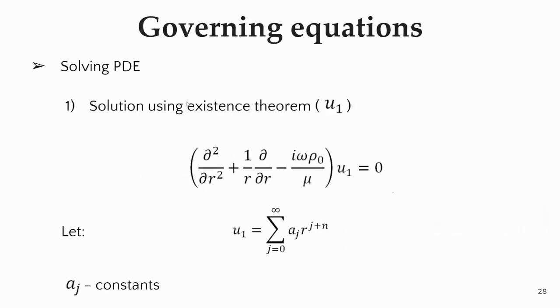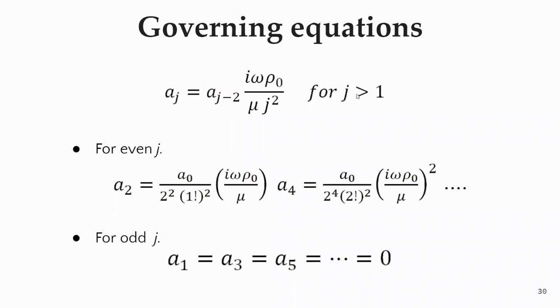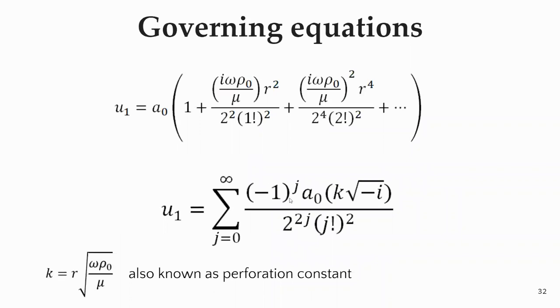Now we have to solve the PDE. We are using two theorems. One is the existence theorem that we studied in the first semester, in which we use a series form like this, substitute it here, get this expression, and equate each coefficient of r to 0. If we do that, we get n equal to 0, a1 equal to 0, and this expression, which is valid for all j greater than 1. For even j's we get this expression, and for all the odd j's all the coefficients become 0. If we directly substitute that, we get the first solution u1, and this is the final solution.